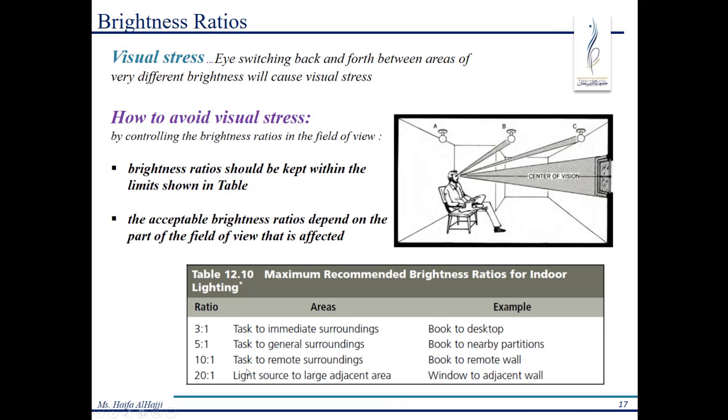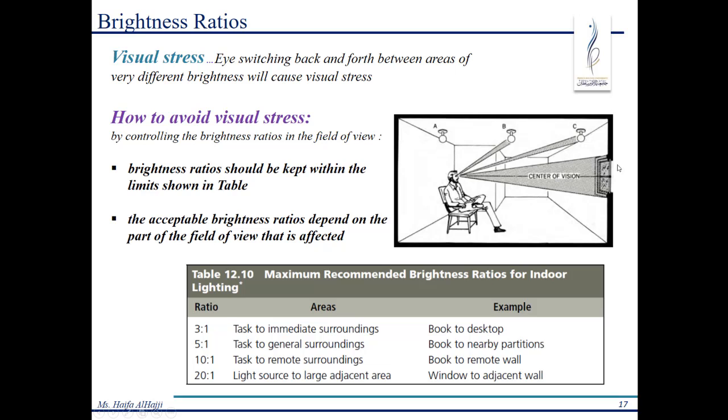In general, this is telling you that the task should be highly illuminated. Anything adjacent to the task, let's say the desktop itself, should be highly illuminated, but doesn't have to be as illuminated as the task. Then as you go further away from the task, you can transition to lower brightness levels. This is related to visual stress. Now, what we are talking about here is visual stress and the angle of the center of vision.